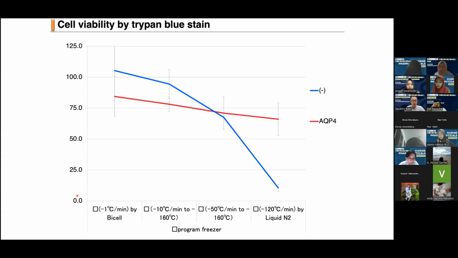This axis is the survival rate percentage, and this axis is the speed of freezing. The left side is slow, and the right side is very high. So mostly cells cannot survive in liquid nitrogen. However, I found that AQP4 expression cells could survive in liquid nitrogen.